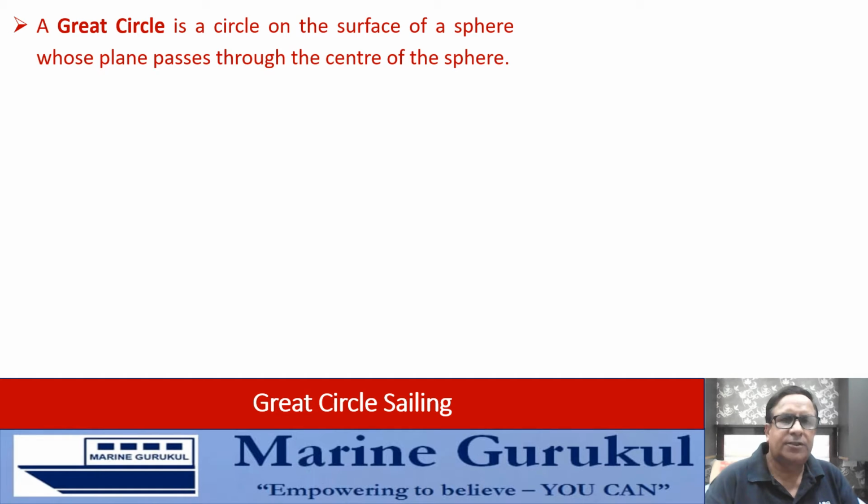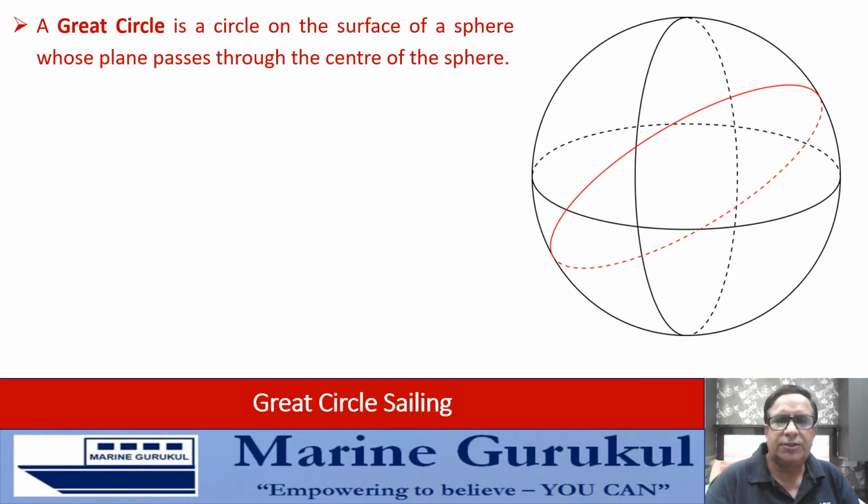A great circle is a circle on the surface of a sphere whose plane passes through the center of the sphere. So any circle drawn on the surface of a sphere whose plane passes through the center of the sphere shall be referred to as a great circle. If you see this diagram of a sphere on which three great circles have been drawn, you can see the plane of each of them passes through the center of the sphere.